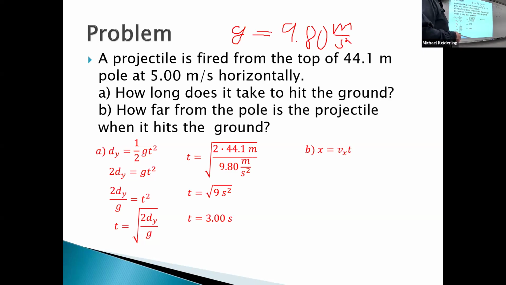Horizontal motion is going to be speed horizontally times time. Well, our speed horizontally is 5 meters per second. Our time is 3 seconds. So horizontally, it will have traveled 15 meters.